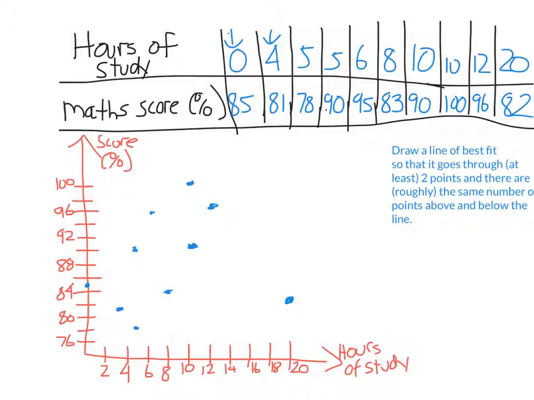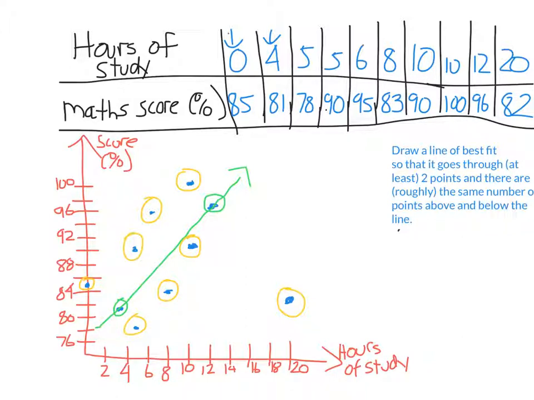So if I pick this point and this point and draw a line through, I get this. So I have a line that goes through 2 points, and there are the same number of points above the line, 4 above the line and 4 below the line. So this line in green is my line of best fit. So what I'm going to do is calculate its equation, so then I can use it to predict values of one variable if I know the other variable. So I'm going to calculate the equation of this line.